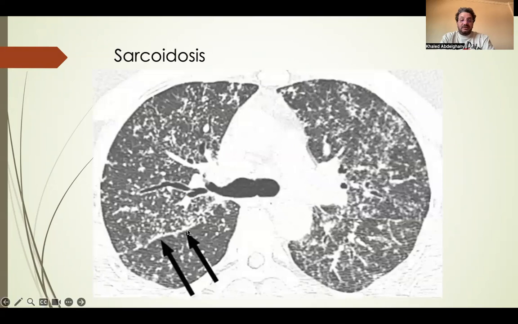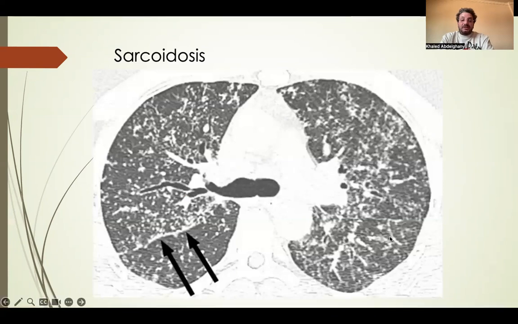As you can see here, sarcoidosis has a nodular appearance of the fissure, with nodules noted all over the costal margin, plus its presence along the bronchovascular bundle and the interlobular septa. And as you know, sarcoidosis has upper lobar predilection.